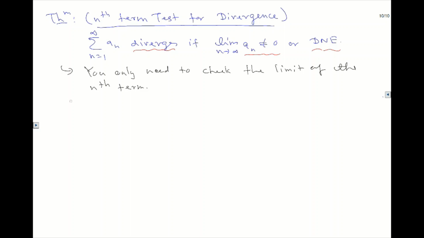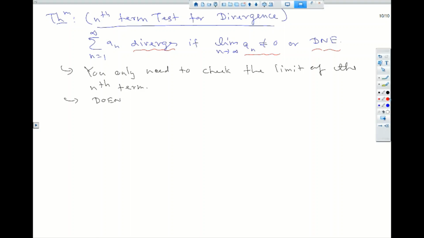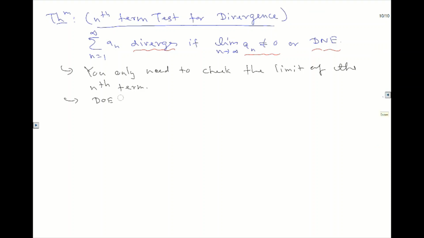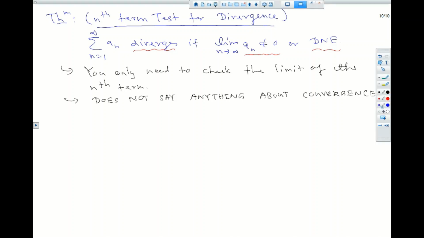I'm going to write it again: it does not say anything about convergence. Okay, so let's try to do some examples to see how we can use this idea.